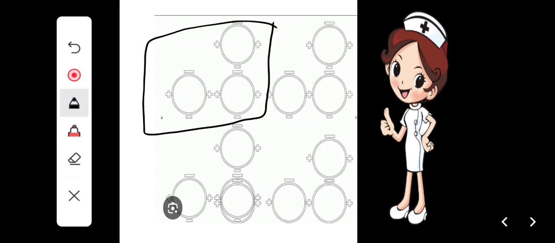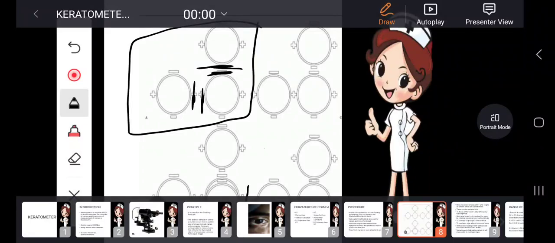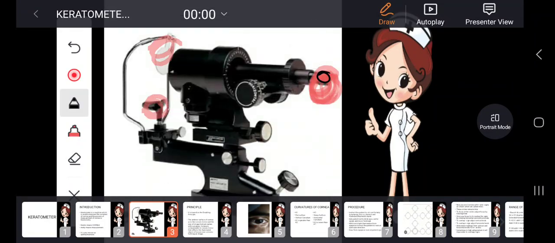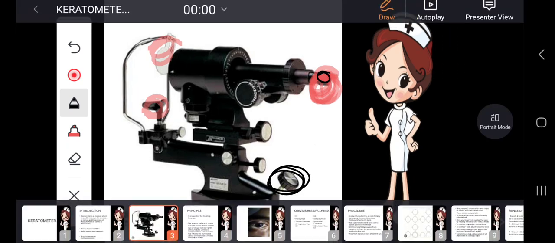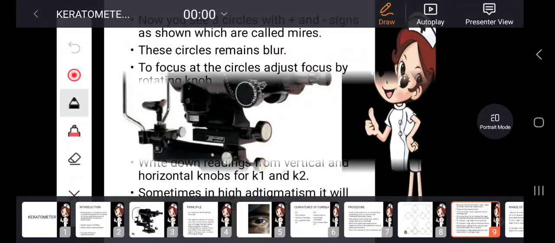Now the examiner has to match these signs, the minus sign with this minus sign, plus sign with this plus sign. Okay, so first of all we have to clear the image by using the focus knob. There is a focus knob which is given at the underground, and this one is the focus knob. By using this knob we have to adjust the focus.